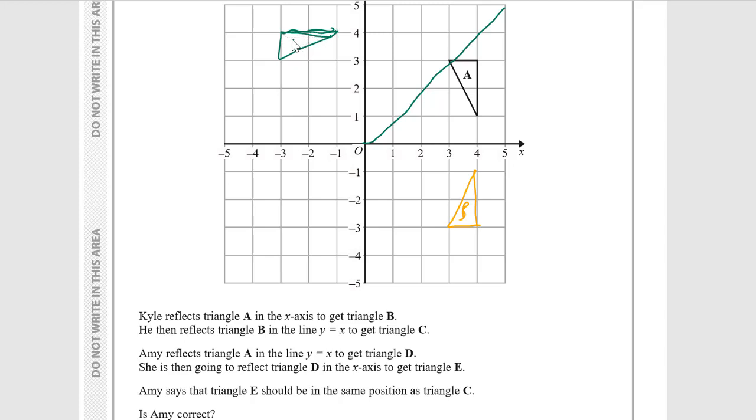Okay, so you get triangle C, and it says Amy reflects triangle A in line y equals x to get D. So different color. If you reflect it, you get D. And then she is going to reflect triangle D in the x-axis to get E. So this is the x-axis, and she's going to reflect it to get triangle E.